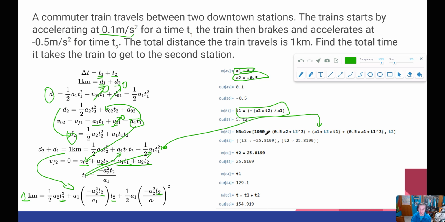So we said 1 kilometer, 1,000 meters, is equal to our big, huge, long expression here, and then we want to solve for t2, and voila. We ignore the negative one, and we get our time t2, which is about 25.8 seconds. And then since we defined t1 in terms of t2 up here, once we know that, we can just type it in, and that gives us 129.1 seconds. Then we can figure out the total time it takes to get to the station, which is about 155 seconds. So about 2.5 minutes. 150 seconds is 2.5 minutes.